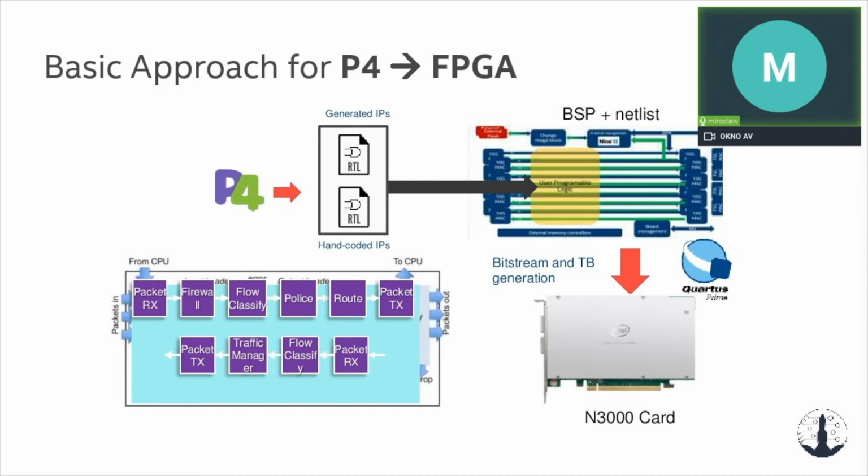If it is working, you use the compiler and generate IP together with some hand-coded IP. For example, you want to have HQoS and implement a traffic manager. In this model, the flow classifier is implemented in P4 and generated as IP, and we connect it together with the hand-coded IP, which is the traffic manager, the HQoS. Together we have some RTL.